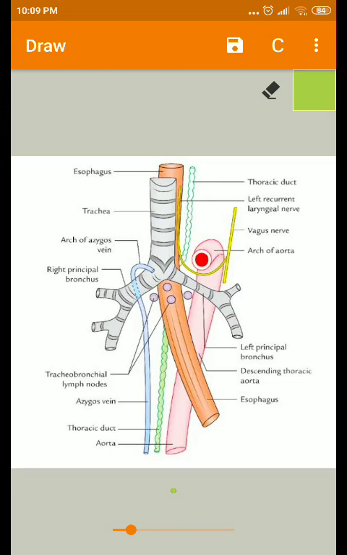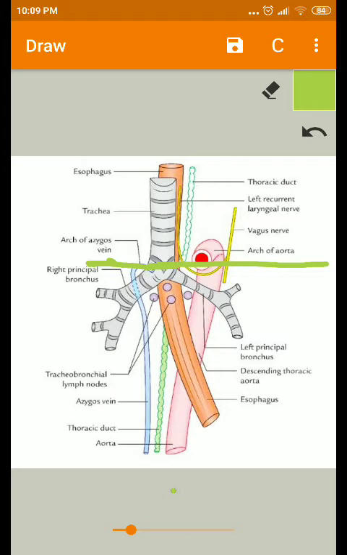Students, welcome back. Now we are going to see the contents which are passing through the superior as well as the posterior mediastinum. Up to the bifurcation of the trachea, we can divide this thing as the superior mediastinum, and this one is the inferior mediastinum.